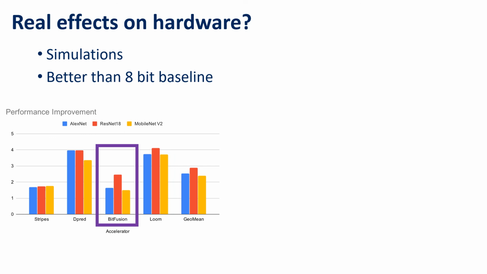As you can see, bit pruning does significantly better on all. The least improvement we got is on Stripes and BitFusion, a bit less than twice. On more aggressive ones, like DeepRed and Loom, the improvement is around 4 times.